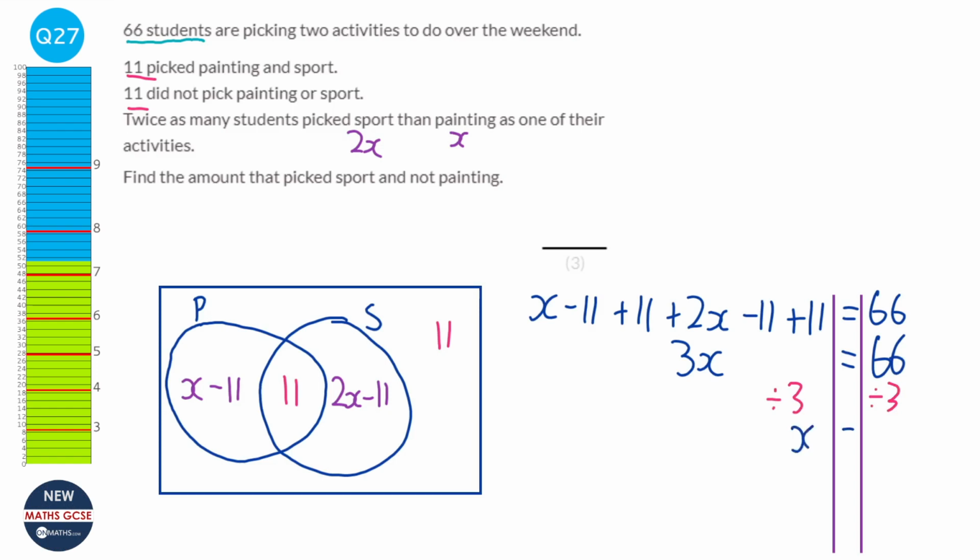So we've got x equals 22. So if we go back to our Venn diagram now, we can fill in the blanks. Instead of x minus 11 there, we've got 22 take away 11, which is just 11. Instead of 2x minus 11 there, we've got 22 times 2, which is 44, take away 11, which will be 33. So it says, find the amount that picked sport and not painting, which is this 33 here.